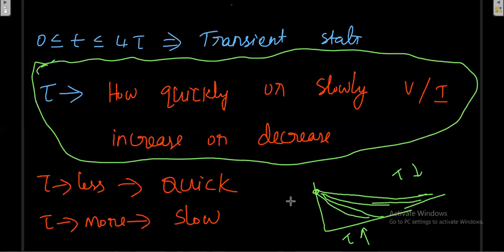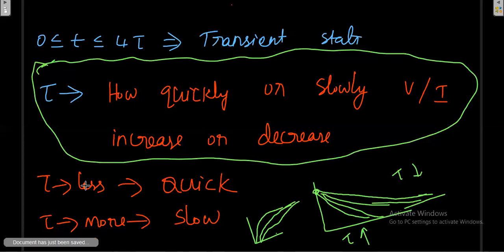Again, the quantity may be the voltage or current. In this case our voltage or current is decreasing, but in some other case it may increase also. It may increase like this, like this, like this. So in some other cases the voltage or current may increase also. That's why tau is a time constant. It tells how quickly or slowly the voltage or current across the inductor or capacitor increases or decreases.